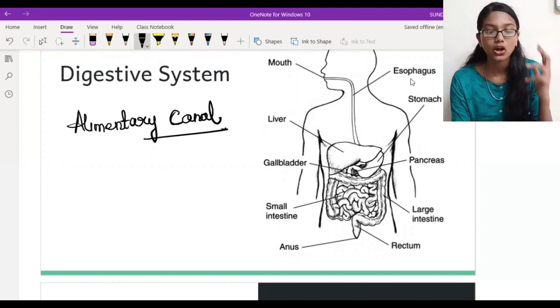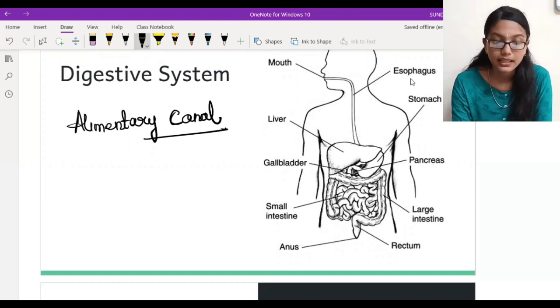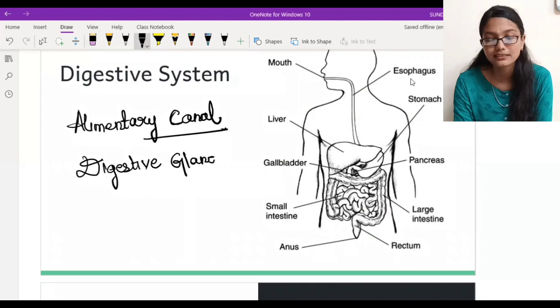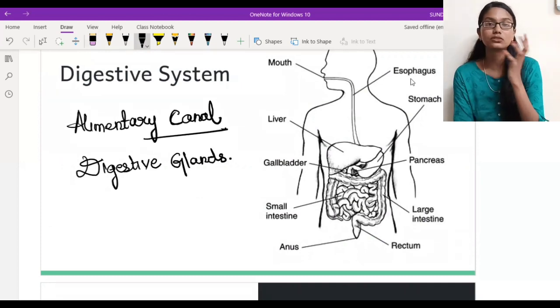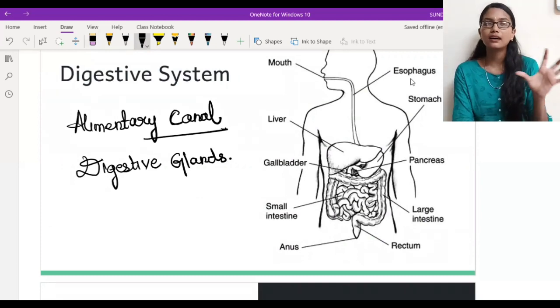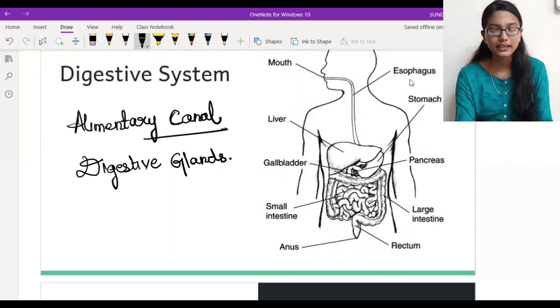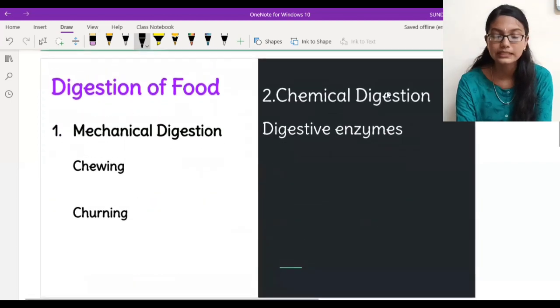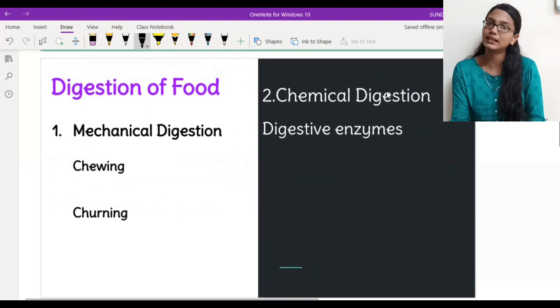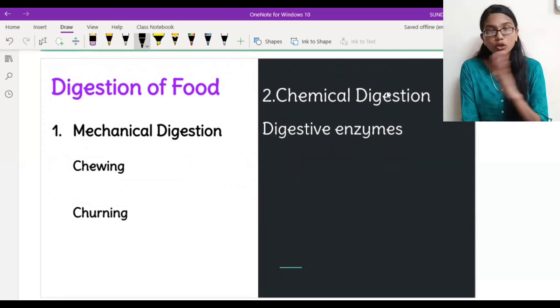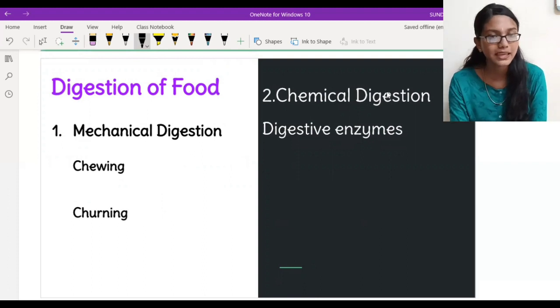Along with the alimentary canal, there are some associated digestive glands. We saw a lot of digestive glands in our previous class, along with the functions and structure of those glands and where they are present. In today's class, we are going to learn exactly how the digestion of food takes place. Basically, digestion of food we can study in two parts. The first part is mechanical digestion.